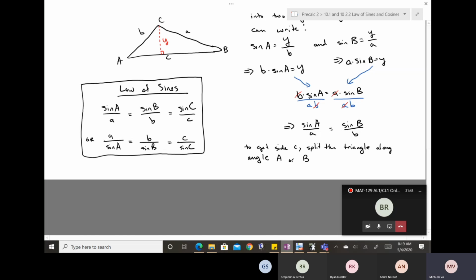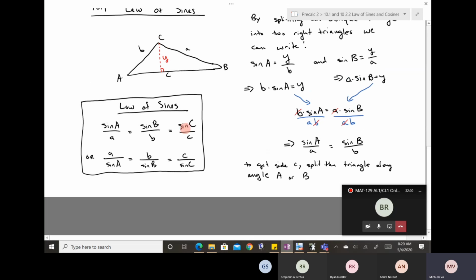The law of sines is pretty easy to remember. The angles and the corresponding sides should always go together. You can write it with the angles in the numerator and the sides in the denominator, or in the reverse, where the sides are in the numerator and the angles are in the denominator. So that's the law of sines.